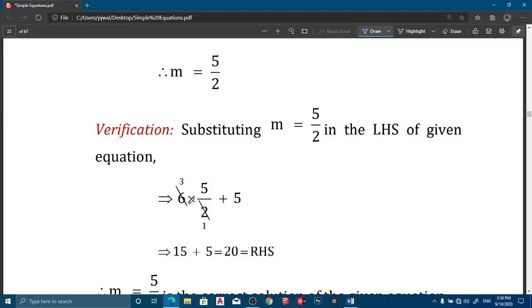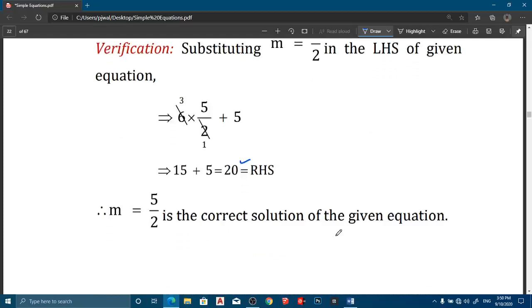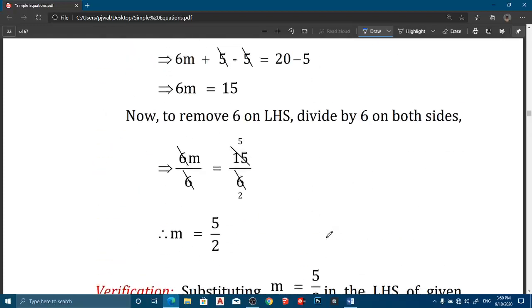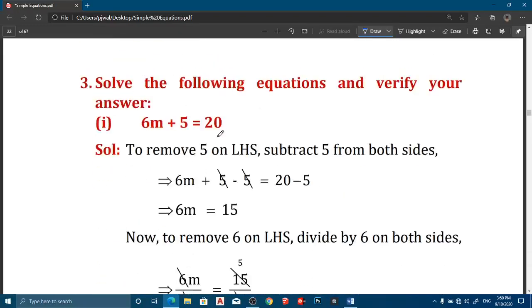So substitute here in the left side, LHS value, 6 into 5 by 2 plus 5. Now I can cancel 2 ones, 2 threes. Here 3 fives are 15, plus 5 is 20, which is nothing but the RHS value 20. So therefore m is equal to 5 by 2 is the correct solution of the given equation. It is equivalent to the RHS value.